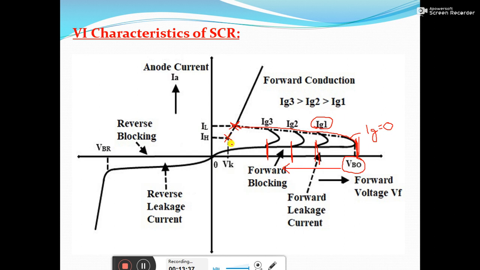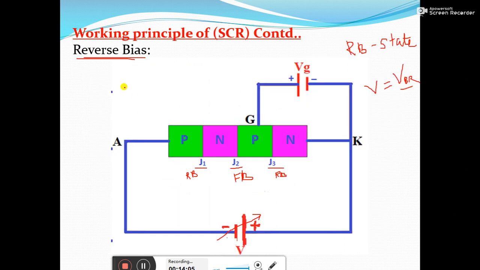Simply you can say like this: if the forward current falls below the level of holding current, then the depletion region again begins to develop at J2 and the device again goes into off state. So this is the minimal amount of current that should flow into an SCR to keep it in the on state. Okay.